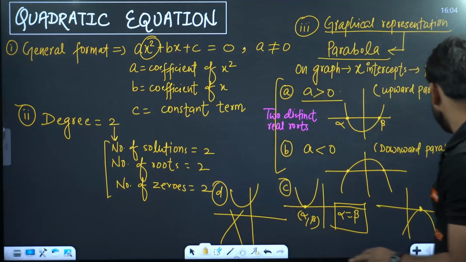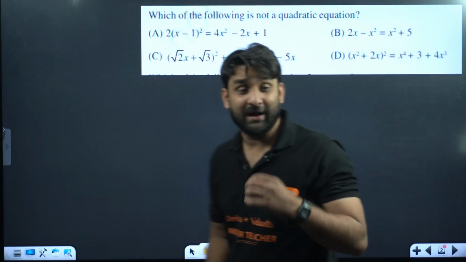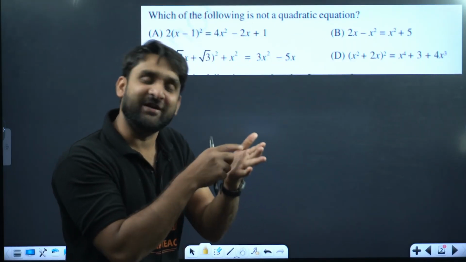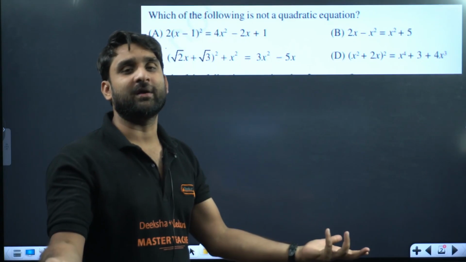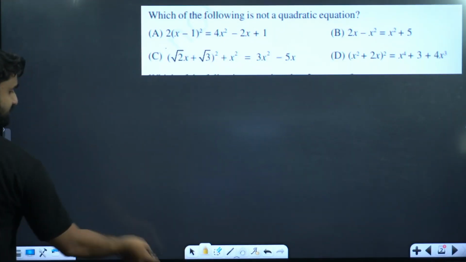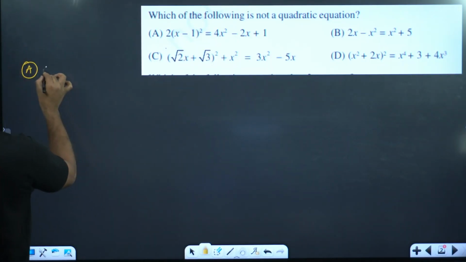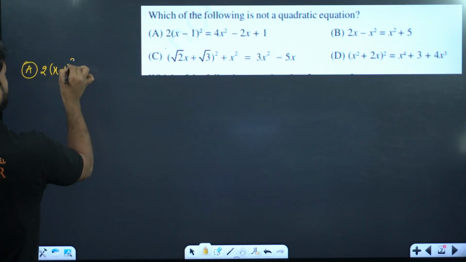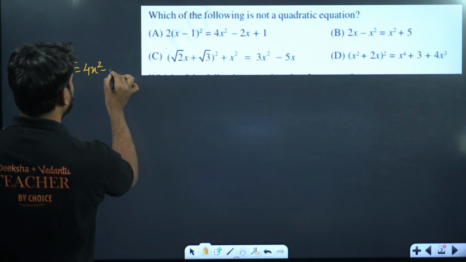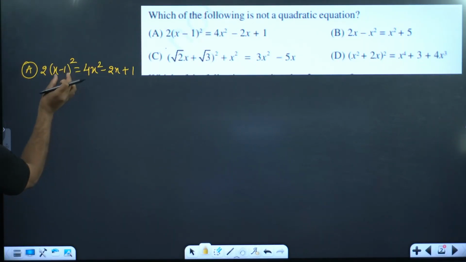So let me give you a few questions here. Which of the following is not a quadratic equation? We have to check whether in these 4 options x square is present or not. If x square is present, the equation will be quadratic. If the x square term is not there, the equation will not be quadratic. So let's solve this. First question, first part I am solving here. The question is 2 into (x minus 1) whole square is equal to 4x square minus 2x plus 1, right? So please extend this bracket.